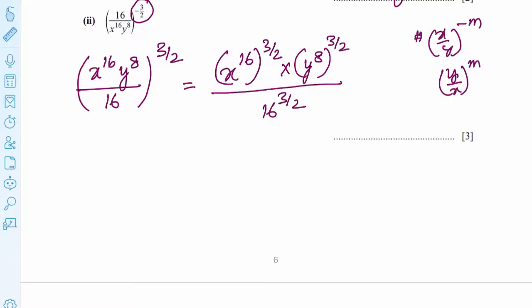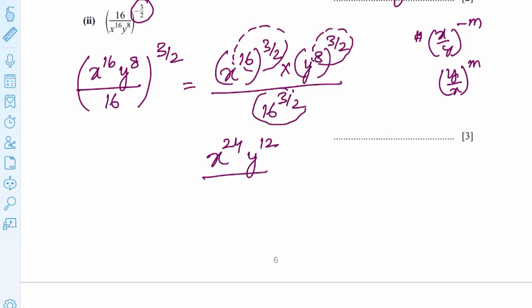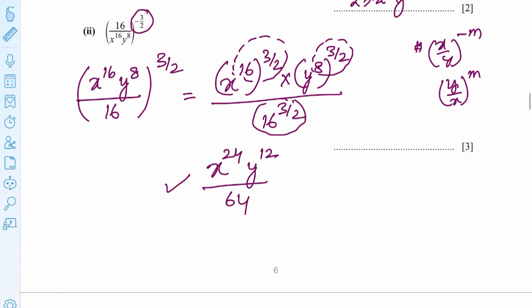Got it? Now, it is a power of a power, so we multiply. 16 times 3 over 2, I think you will get x power 24. 8 times 3 over 2, you will get y power 12, over 16 power 3 over 2, which you will get as 64, right? This is a calculator paper, so it's not difficult at all. You can use a calculator and get the answer for this question. Got it, everyone, clearly?